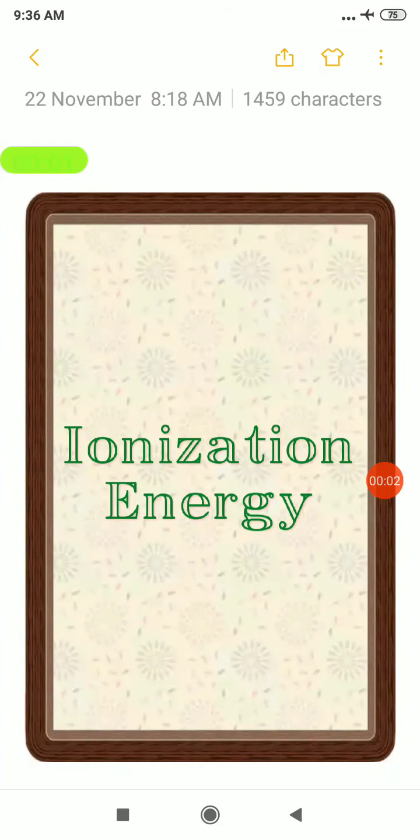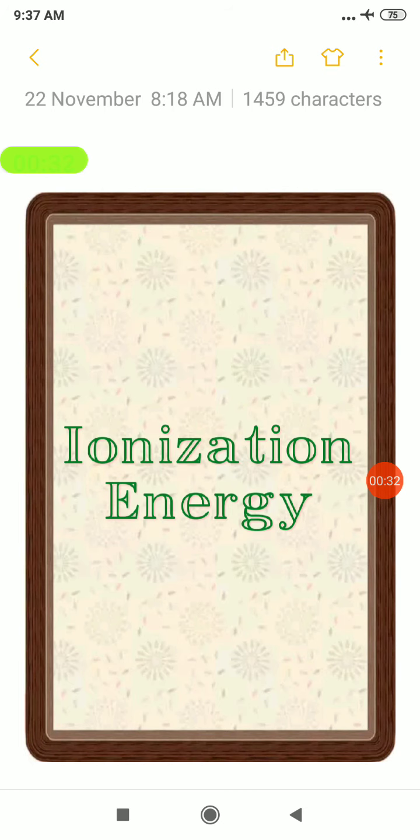Hello students, in 10th standard chemistry, the second periodic property we are going to discuss now is ionization energy. It can also be called ionization enthalpy. So dear students, in this video we are going to discuss the definition of ionization energy, its unit, and then its variation across a period and along a group. These three things we will see in this video.